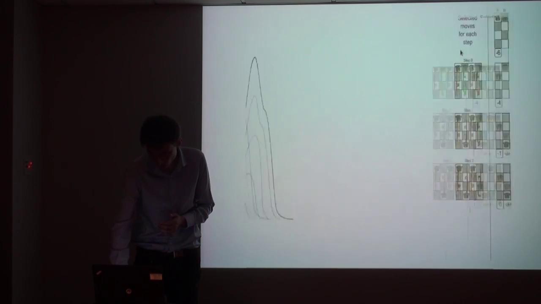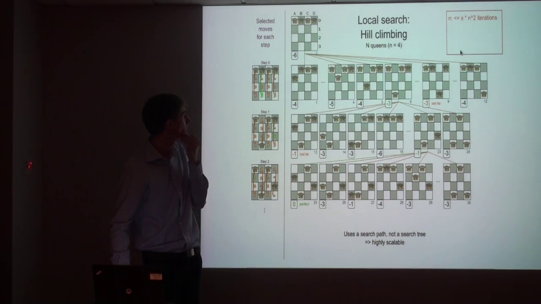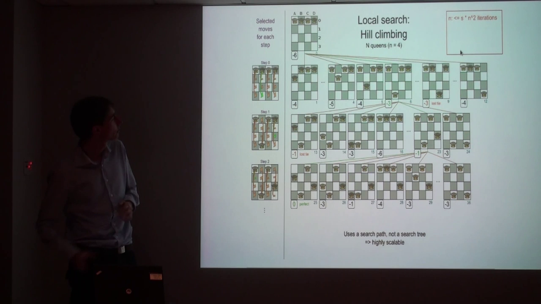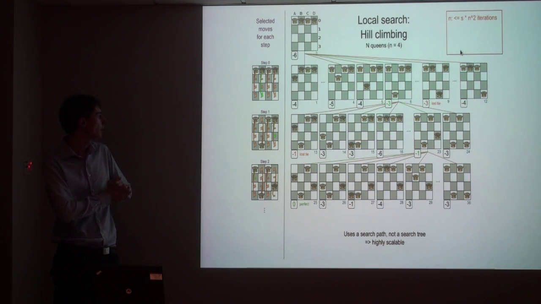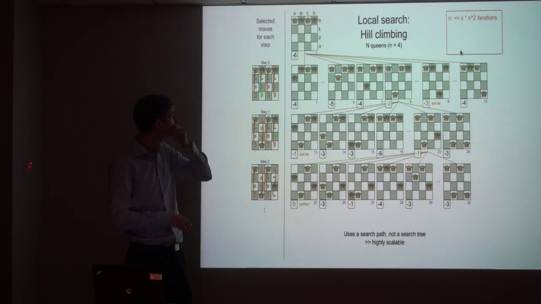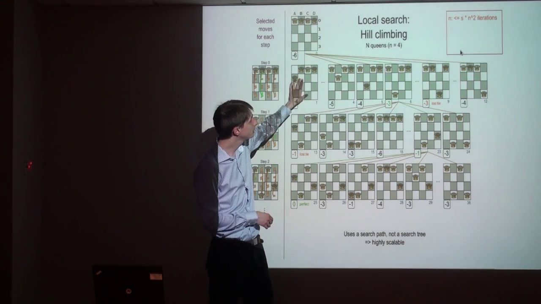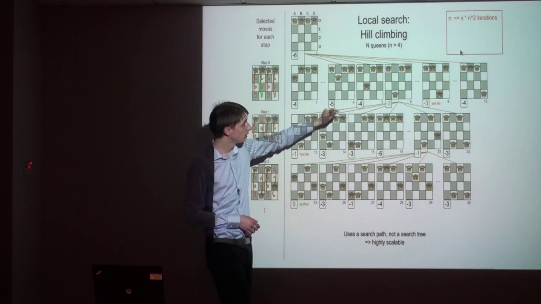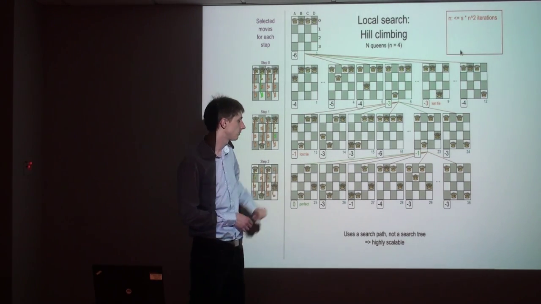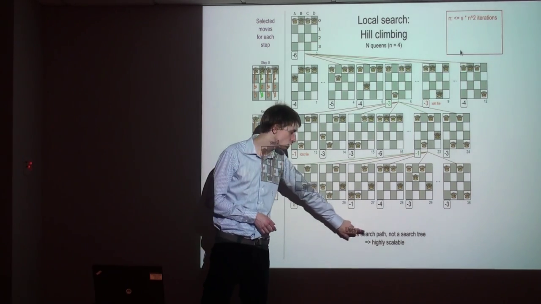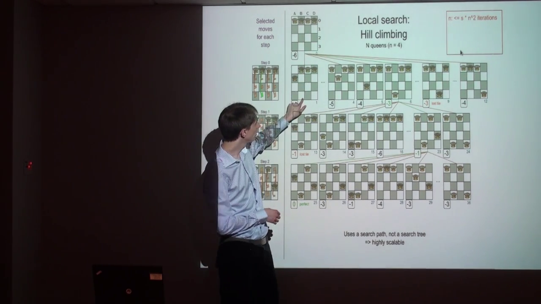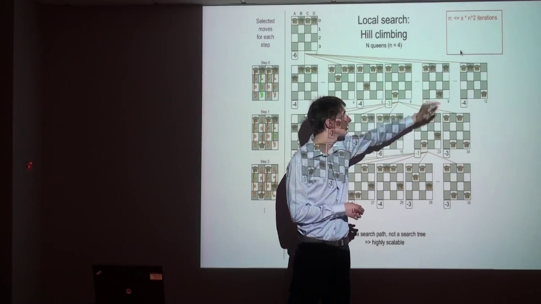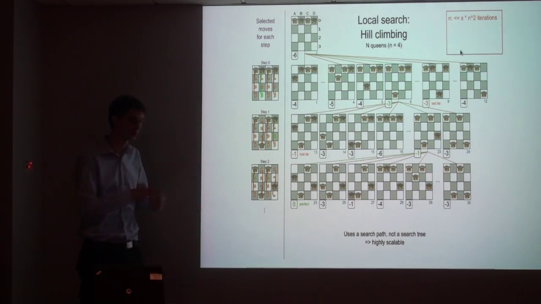Let's take a look. So hill climbing, as I told you. Hill climbing tries every move, right, from the starting location. So it moves one queen, not more than one queen, and it takes the best one, which is in this case the -3. And it continues doing that. In this case, it finds the perfect solution. The important thing is it's a search path, not a search tree. So as you can see, all of these are actually dead ends, right? It tries a move. If it's not the best one, it doesn't explore it further. So it's a search path, not a search tree.